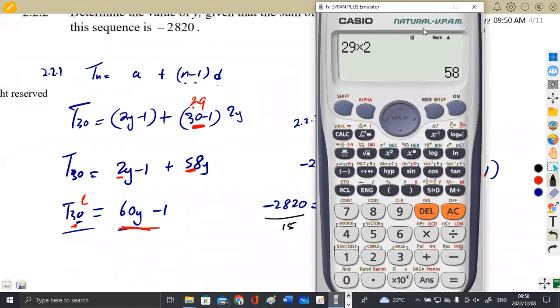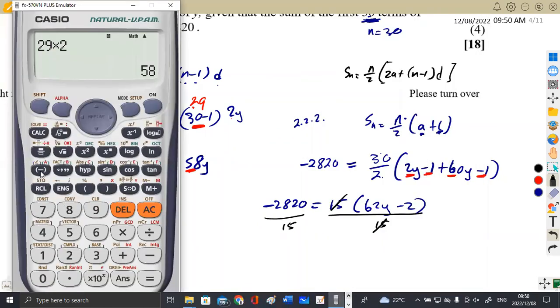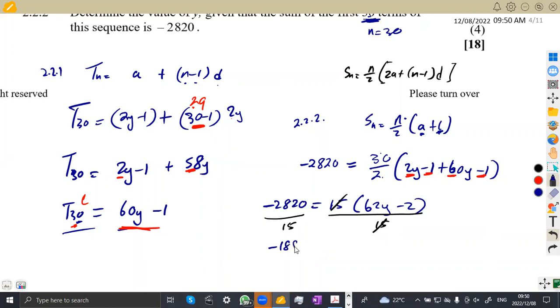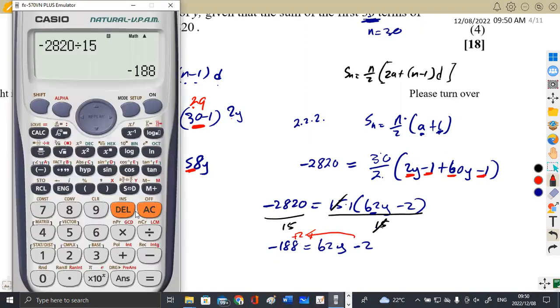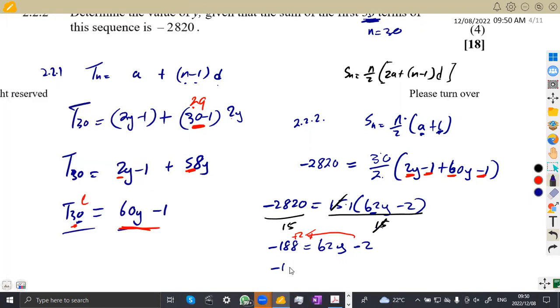So here we are going to divide negative 2,820 by 15. We get a smaller value, like minus 188. All right. So negative 188 is equal to, we no longer have the 15 here. We are just left with 62y minus 2. So you can just solve, as you can see, transpose the negative 2 to that side. That's a plus 2. So negative 188 plus 2 is going to be negative 186. So we've got negative 186 being equal to 62y.